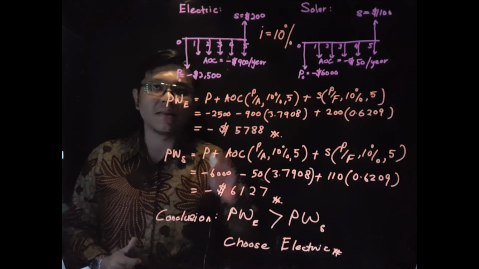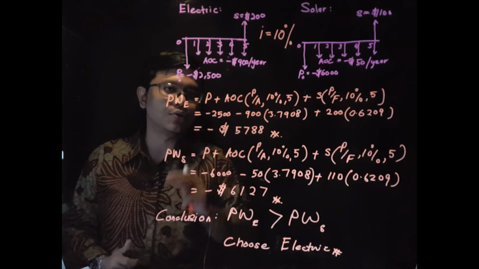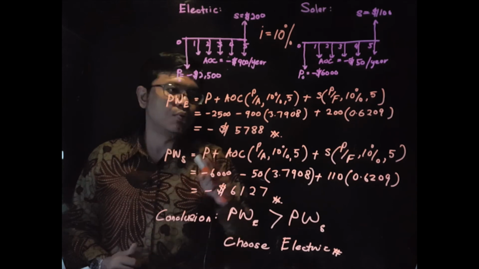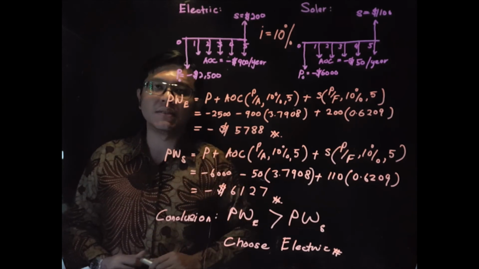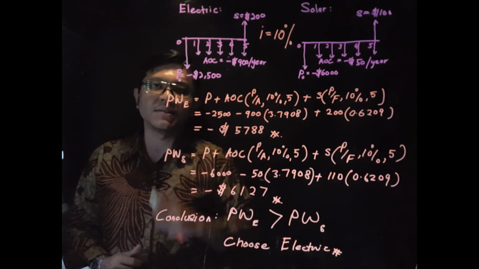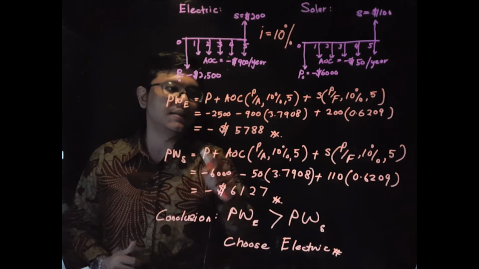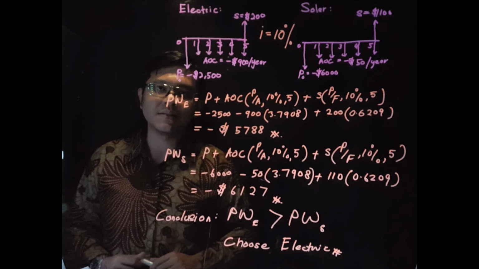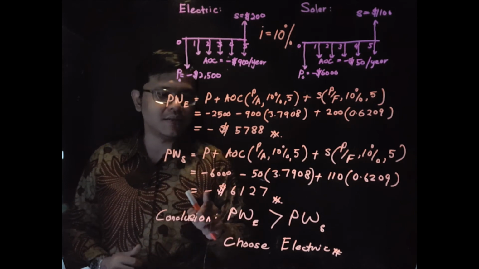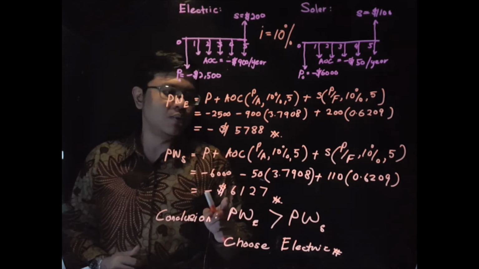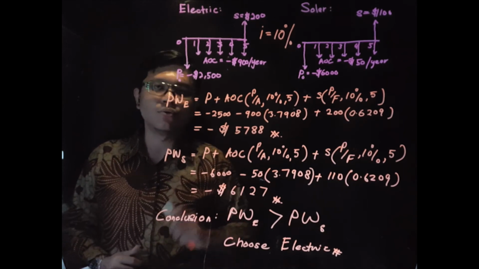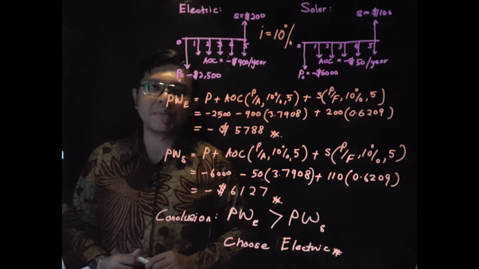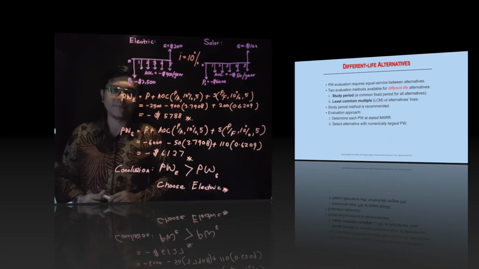Another way of looking at this result is that by choosing the electric system, we spend less money compared to the solar powered installation. If we choose the electric powered installation, we only need to spend about $5,000. But if we choose the solar powered installation, we need to spend about $6,000. So therefore, we choose the electric powered installation based on the present worth values.